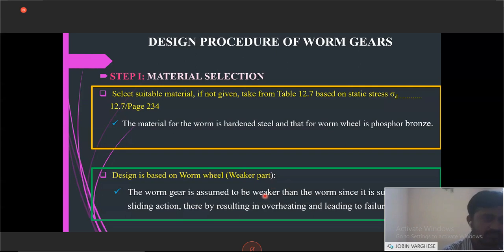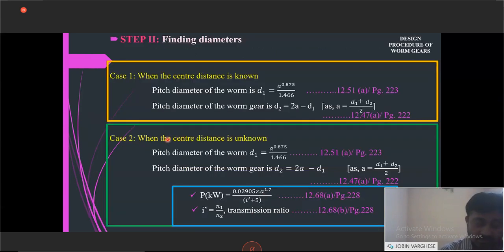Then the second step comes, where we have to find the diameter. First, we are classifying the problems based on whether the center distance is known or unknown. In the other cases, we were classifying with the case of diameters, which diameter is known and which is unknown. In this case, center distance means the distance between the two gears, that is the worm as well as the worm wheel. Once the distance is given by the letter A, we can calculate directly.